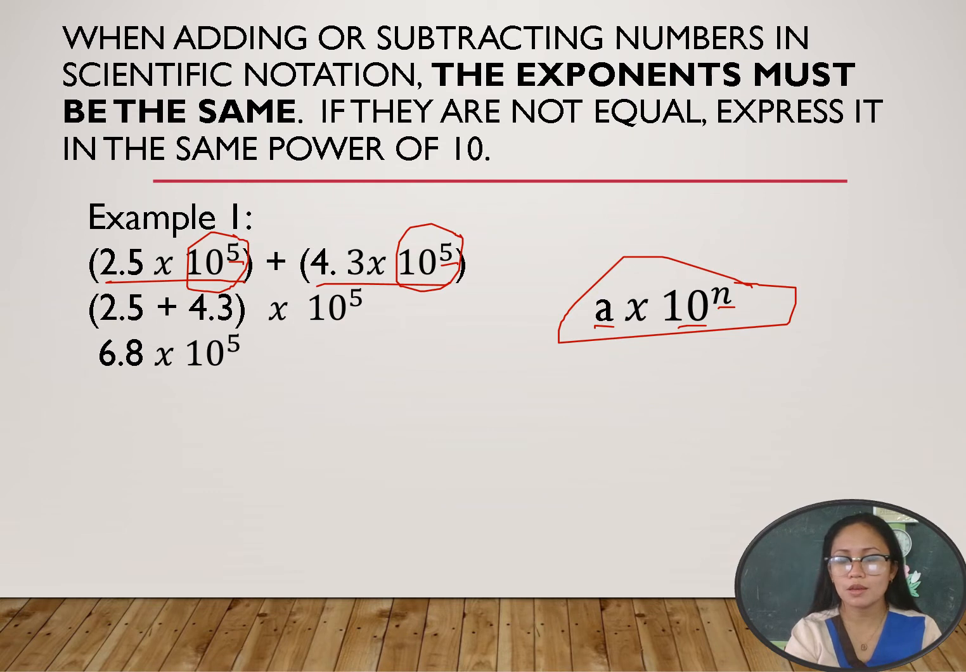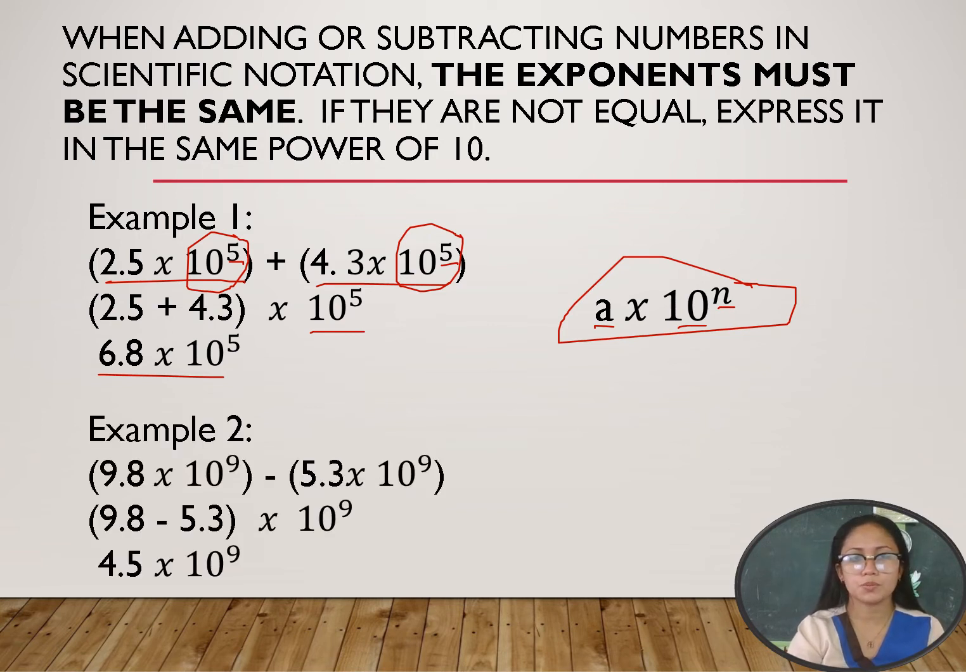So are they the same? Yes, they are the same. So we will just copy it. So that is 10 to the power of 5. And these first factors, 2.5 and 4.3, we will just add. So 2.5 plus 4.3, that is 5 plus 3 is equal to 8, and 2 plus 4 is equal to 6. So that is 6.8 times 10 to the power of 5. So this is now our final answer.